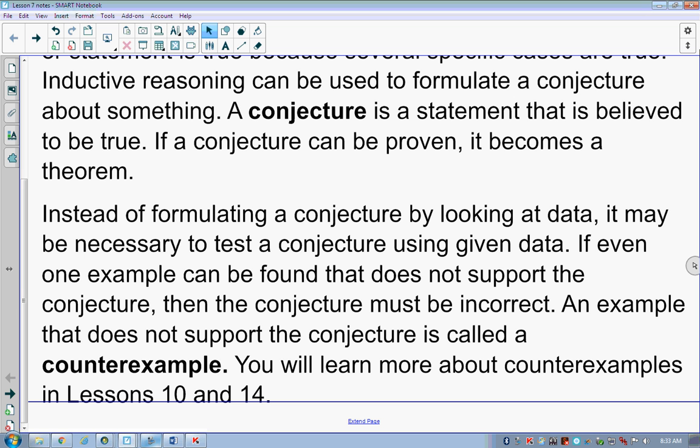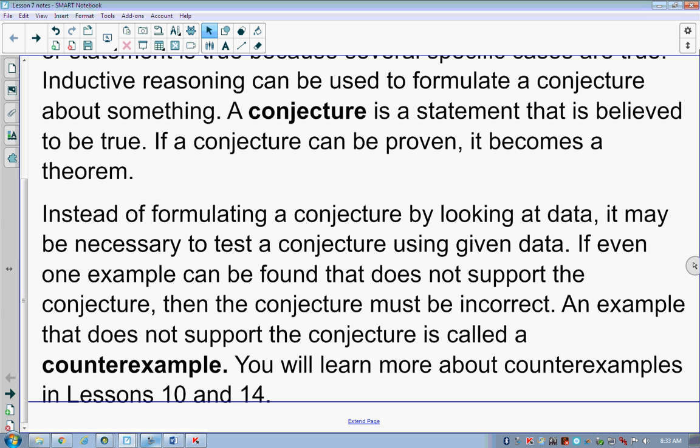Okay? But what we can come up with to prove that statement false is a counterexample. And if I can find a counterexample, then I don't need to look at every single rose in the world. I just need to find a rose that what? Doesn't have thorns. Okay? So even if one example can be found that does not support the conjecture, then the conjecture is incorrect. An example that does not support the conjecture is called a counterexample.